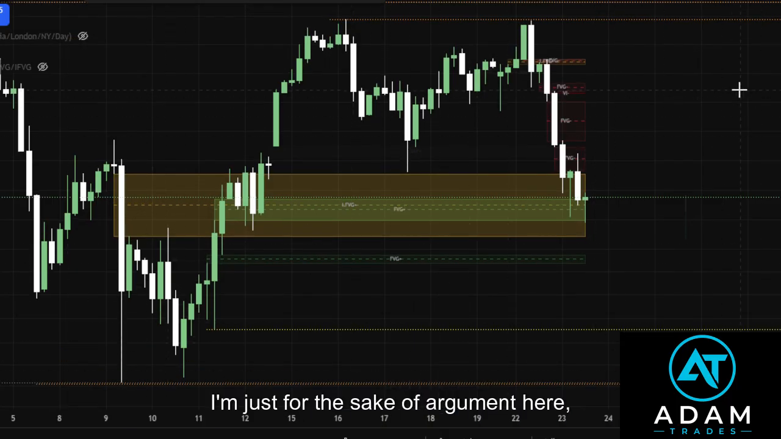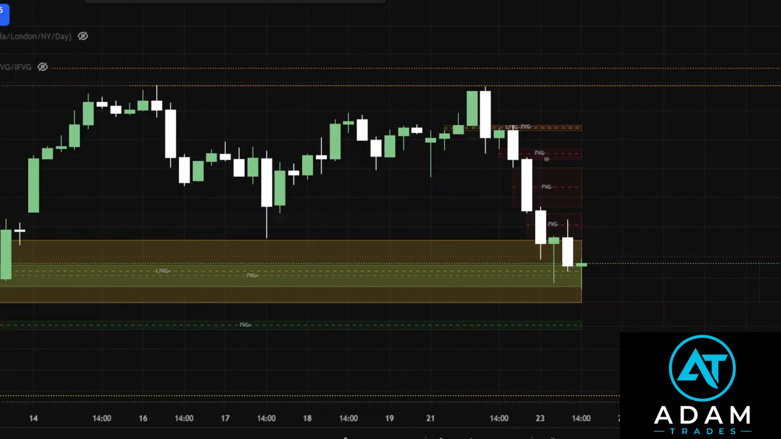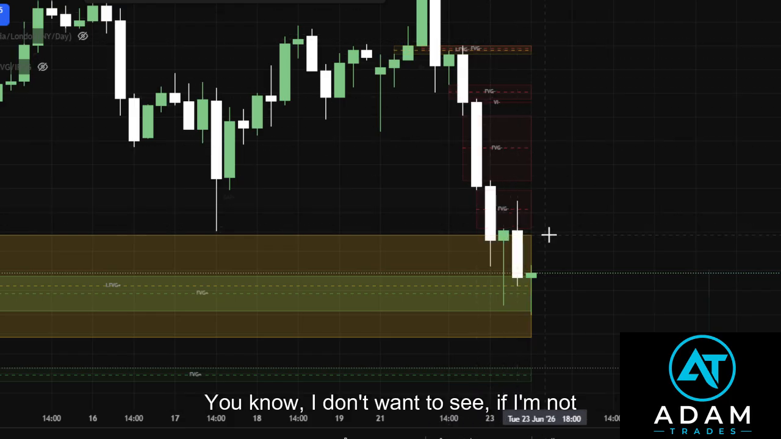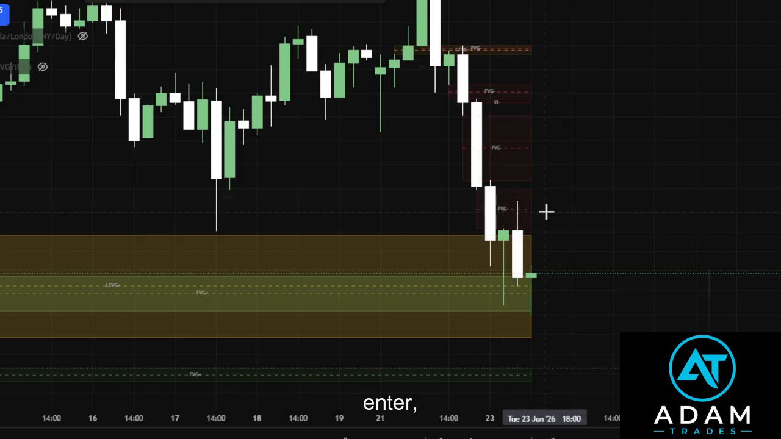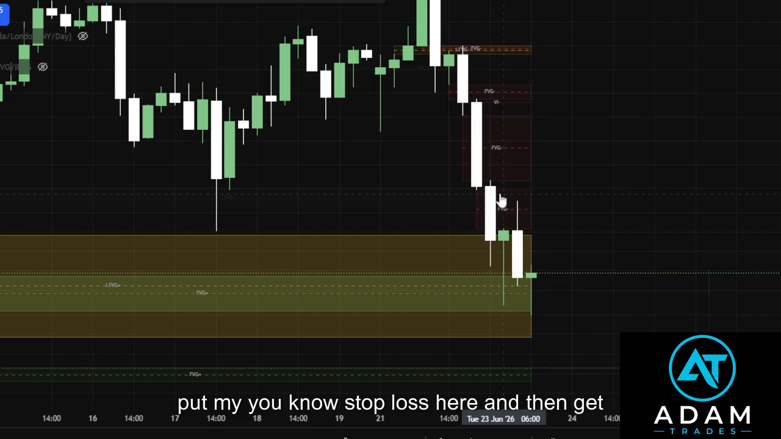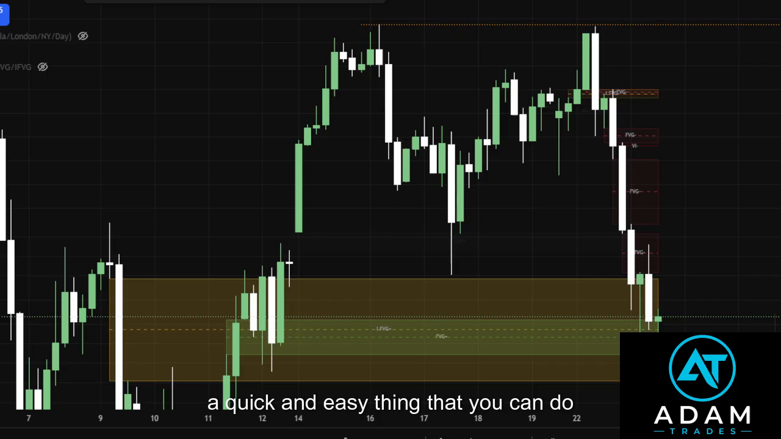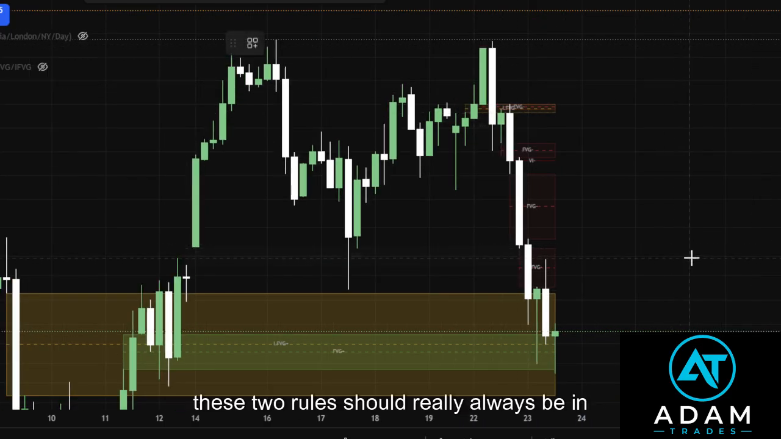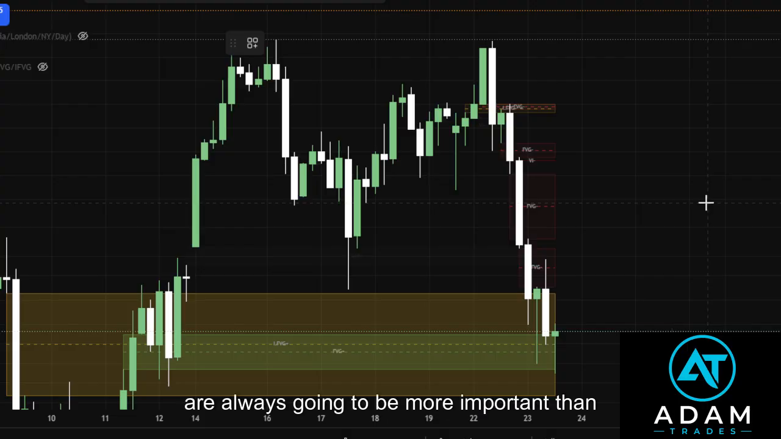I'm just, for the sake of argument here, saying I want to go short, but I want to wait for a retracement. Which one of these do I want to see a retracement to? If I'm not sure, I may just think it's this first one, enter, put my stop loss here, and then get wicked out because it actually wants to come retest one of these up here. So a quick and easy thing you can do is think about these two rules, which should always be in your head. One, the higher time frame fair value gaps are always going to be more important than the lower time frame.